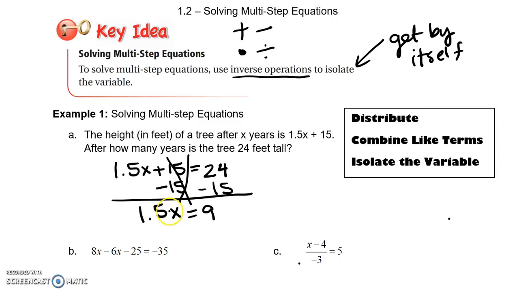These two things right here are stuck with multiplication. So to undo multiplication, I divide. I do my inverse operation. And then, let me get my calculator out. 9 divided by 1.5 is 6. So our answer here is 6 feet. So after 6 years, the tree is 24 feet tall.